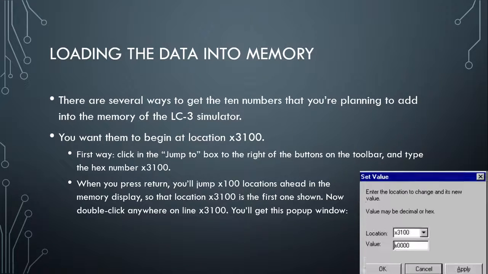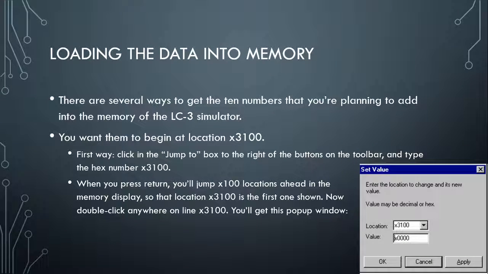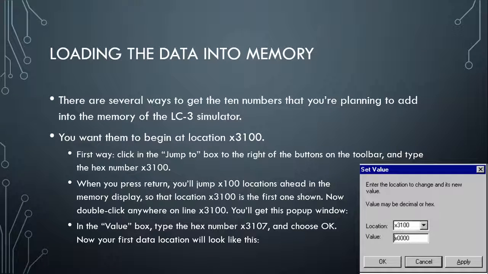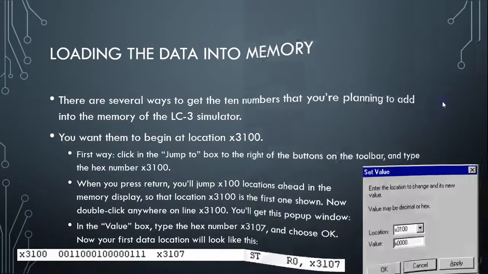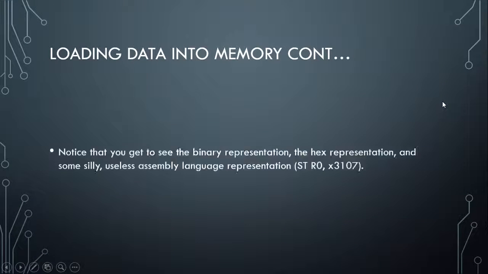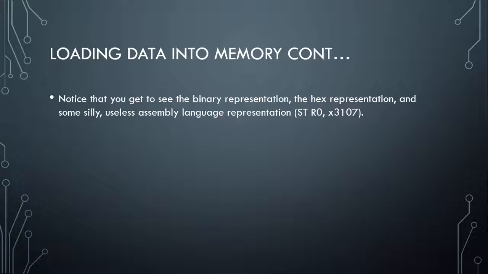You'll get this pop-up window. And it's going to ask you to change the value. In the value box, you're going to type the hex number 3107 and choose OK. Now your first data location is going to end up looking like this. So at 3100, you're going to see the x3100s. That's the binary representation, remember? This is the hex representation, and it's saying ST is to store, and it's using register 0. Now loading data into memory, continuing on, you'll notice that we get the binary and hex representation, and some silly assembly language, so we got the ST right there, as I mentioned.